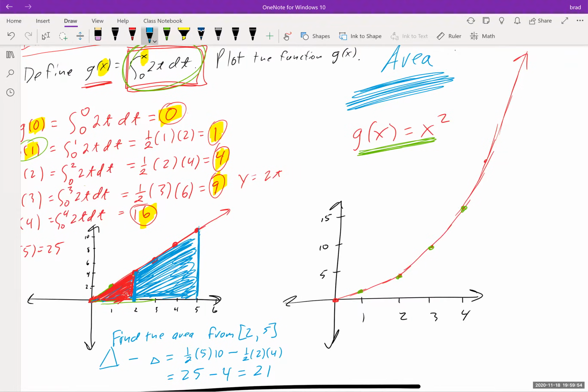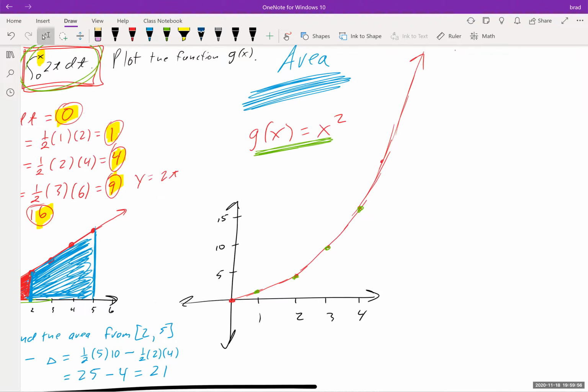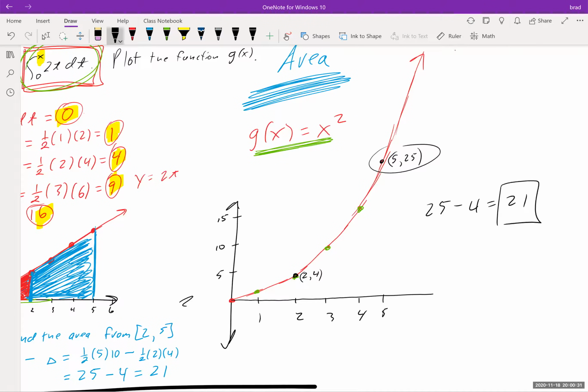Or what I could have done instead is I could have come over here and said, well, let me see, this one is 5. This is 5 right here, I guess. I kind of didn't draw it too good. And up here, so this is the point 5 comma 25. So what I could have done is I could have just taken this point, and then taken this point, and this is the point 2 comma 4, right? And I could have subtracted their y values. So I could have just done 25 minus 4 would give me 21. That is the same as doing the areas.